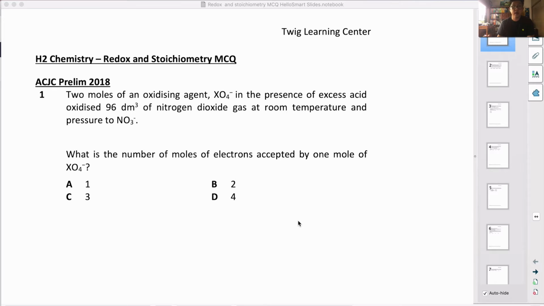Okay, hi everyone. Let's go through the answers for the redox and stoichiometry MCQ. Let's look at the first question.